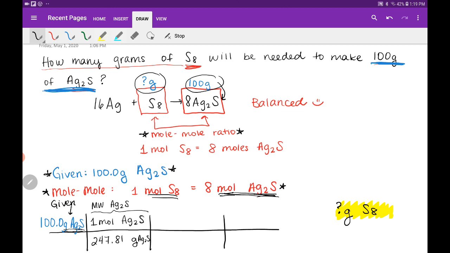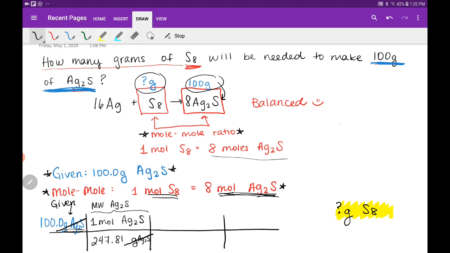And I do realize that in the mole-mole ratio it says that there's 8 moles there, but that's a completely different thing. The molecular weight is always per 1 mole. So don't let yourself get confused there. This is just from the periodic table, and everything from the periodic table is per 1 mole. So this allows us to cancel grams of Ag2S with grams of Ag2S. So now our units are moles of Ag2S, and that is exactly what we want.